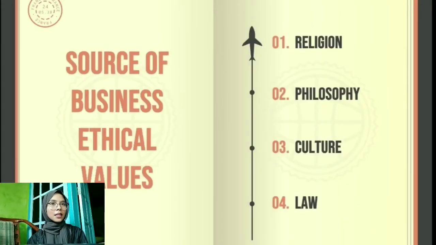Source of business ethical values. Number 1, religion. Starting from Max Weber's book, The Protestant Ethic and the Spirit of Capitalism, it is the beginning of people's belief that there is a close relationship between religious teaching and work ethics, or between the application of religious teaching and economic development.